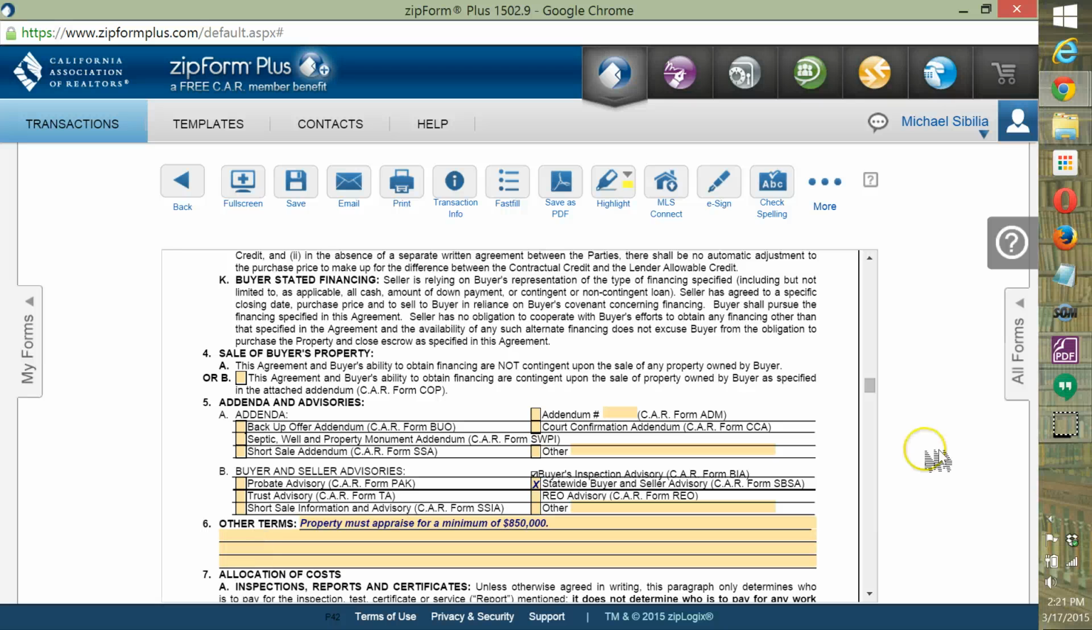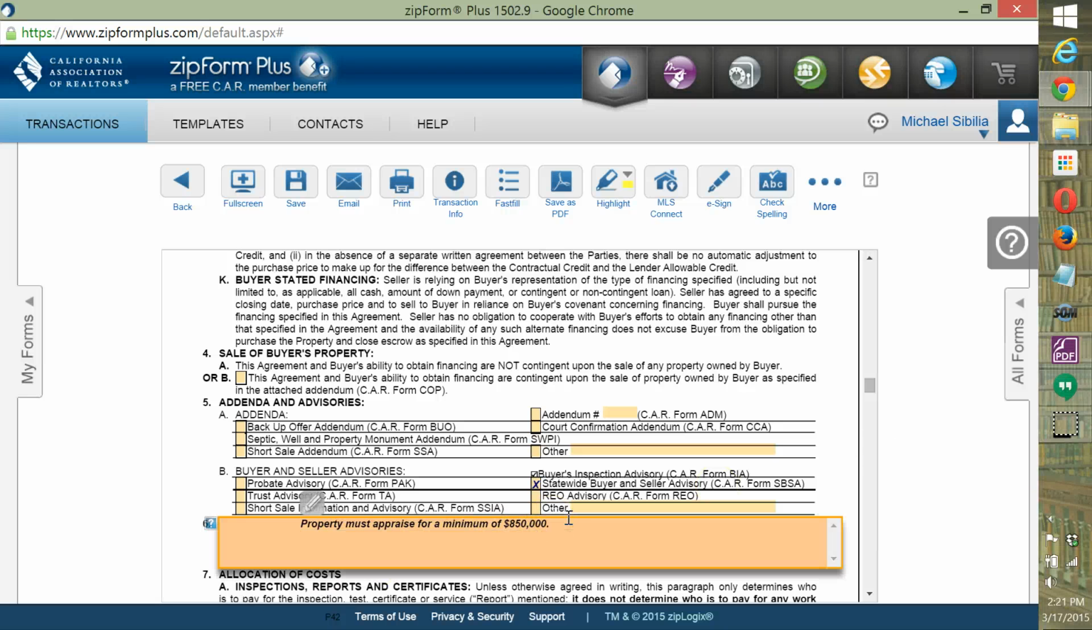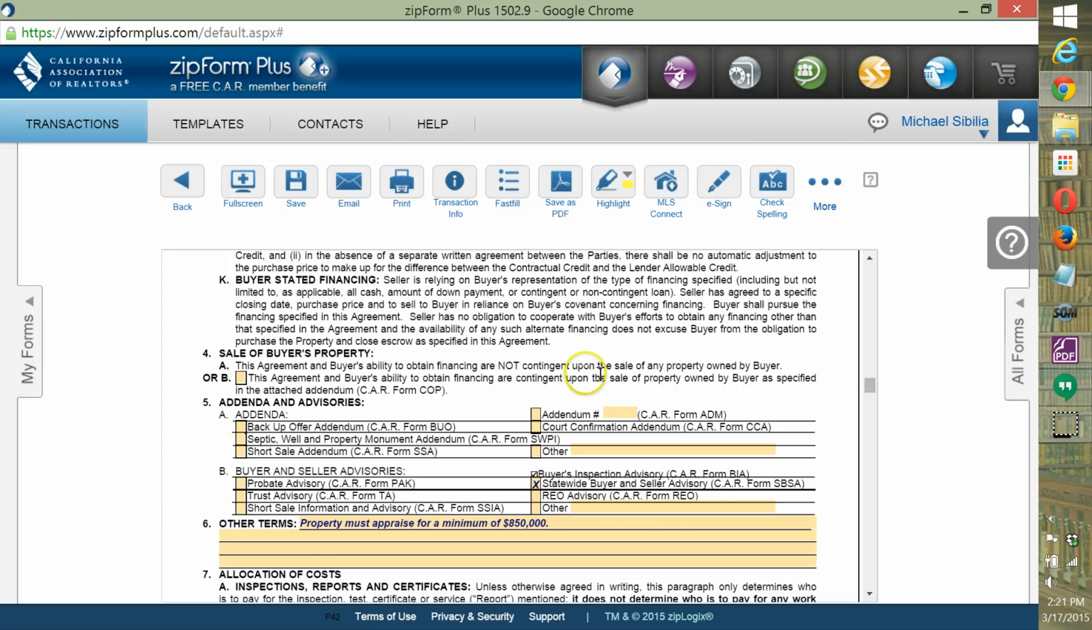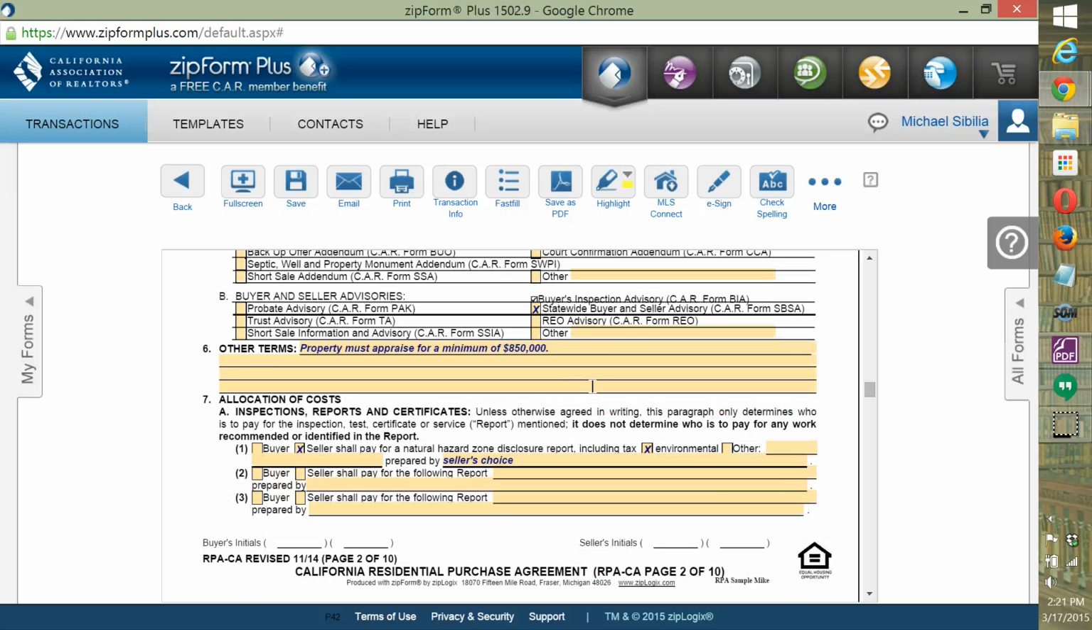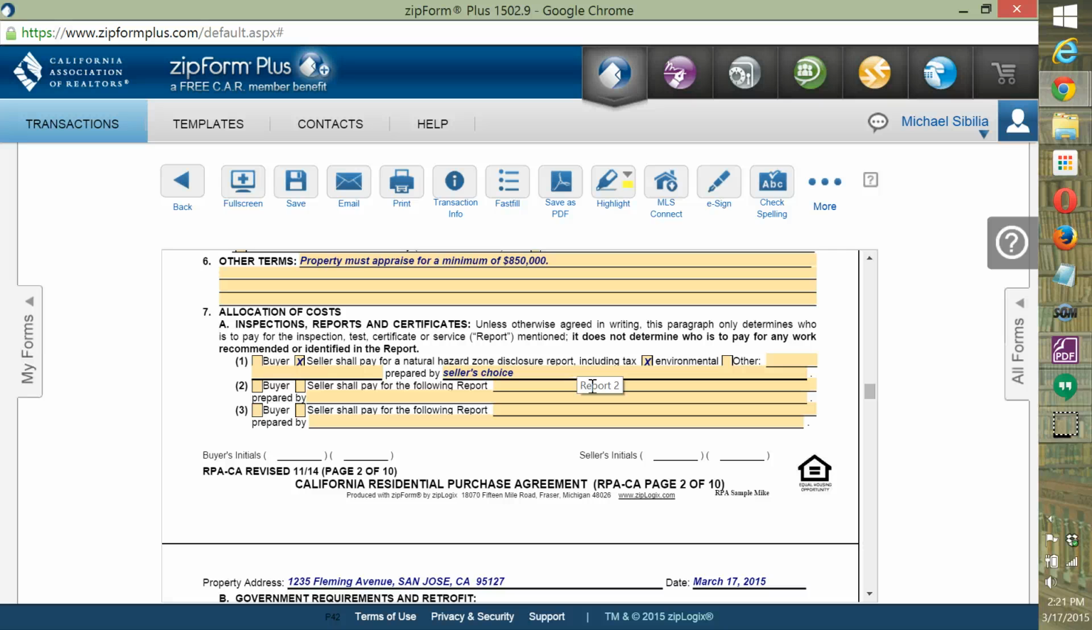If you can't come up with the difference, you need to put in a clause that says it must appraise for a minimum of this, right? If you take that out, you could be risking your deposit disappearing. Okay, so the lender's not going to write, we've rejected you as a borrower because it didn't appraise.